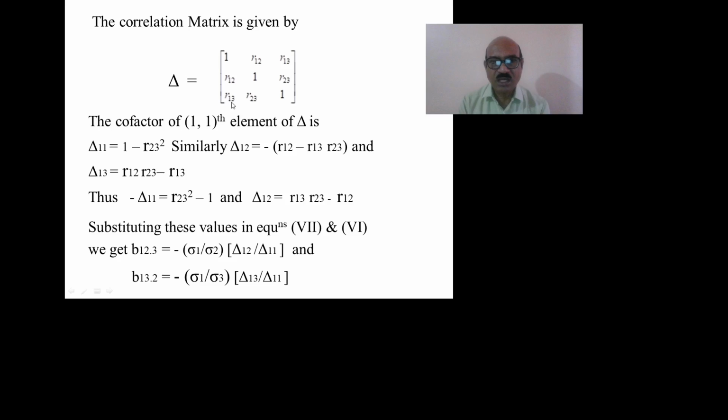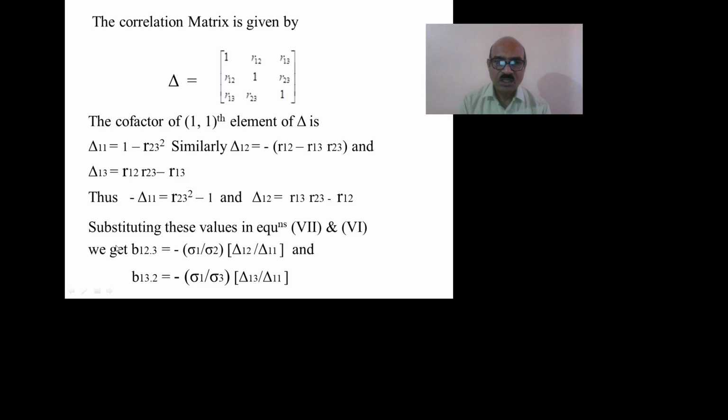Now, the cofactor of one element of delta can be written by deleting the first column and first row. This multiplication, 1 into 1 is 1, minus R23 square, we have written here. Similarly, we can obtain the cofactors of the 1/2 and 1/3 elements of delta as delta 12 equal to minus of R12 minus R13 R23, and delta 13 equal to R23 R12 minus R13. So these are the three expressions we have got.